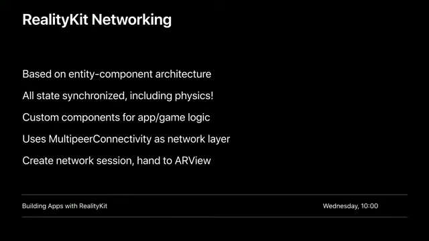It uses multi-peer connectivity as the network layer. This is built into all iOS and macOS devices. It's easy to set up and get going. And all you have to do is create that network session, hand it to the AR view object, and it takes care of the rest. That includes moving the collaborative mapping data that Quinhan talked about with the new ARKit 3 collaborative mapping.